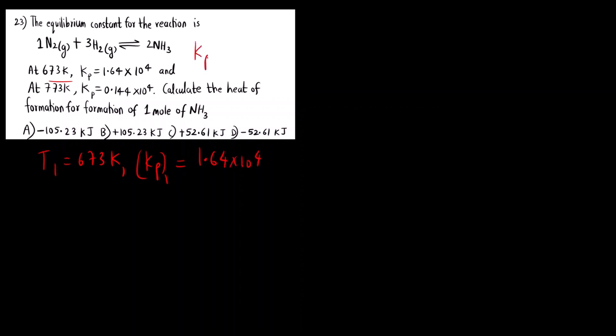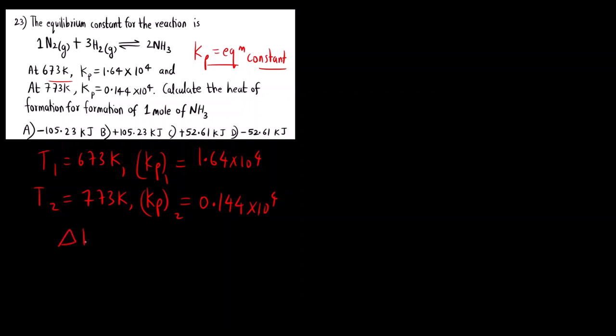Next is the equilibrium constant for this reaction. So at two temperatures, one is 673. We can write like this. Lower temperature T1 is 673 Kelvin. Kp at lower temperature, Kp1, I can write is 1.64 into 10 raised to 4. What is Kp? Kp is the equilibrium constant. Next is T2. T2 is the higher temperature, 773 Kelvin. Kp2, how much is this? 0.144 into 10 raised to 4.